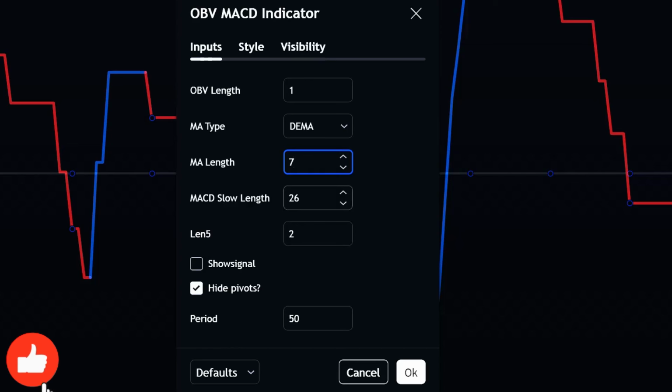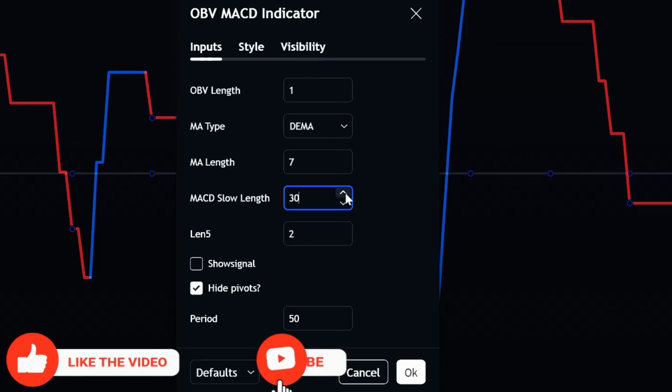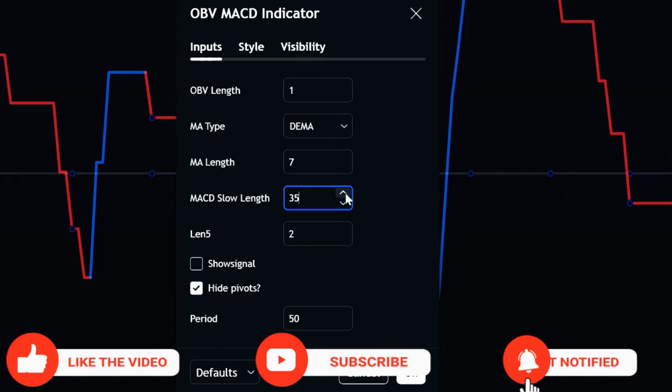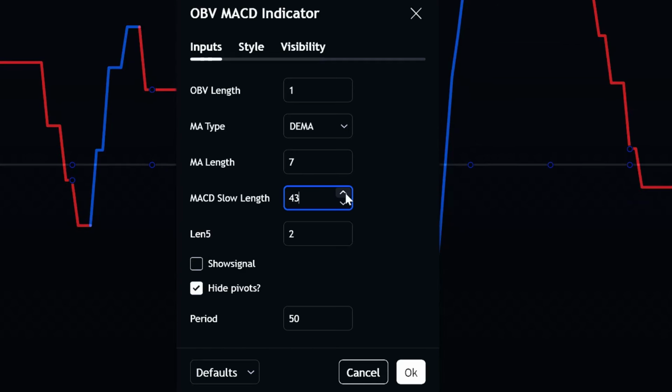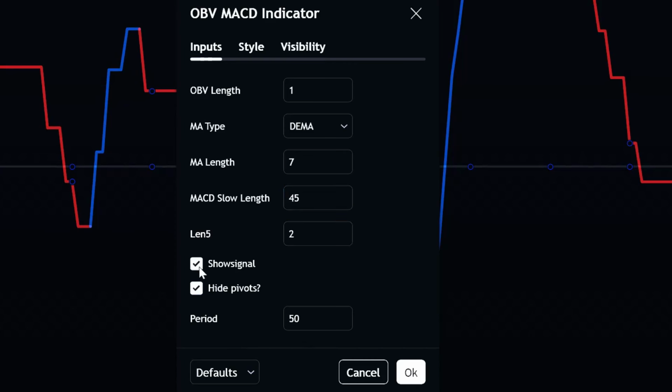Next, focus on the MACD slow length option. By changing this value to 45, we allow the indicator to analyze longer-term market movements, providing a broader perspective on the overall trend. To ensure we receive clear buy and sell signals from the indicator, it's essential to enable the show signal option. This feature will provide us with visual cues, making it easier to identify potential trading opportunities.